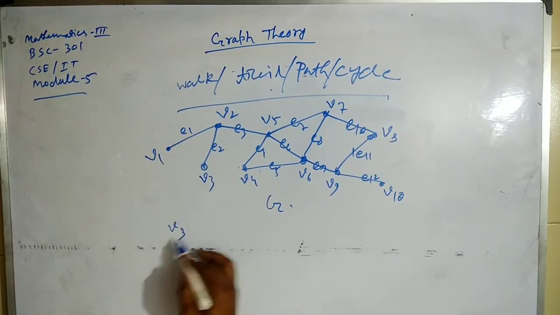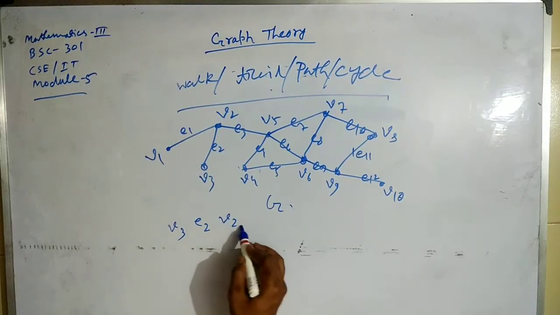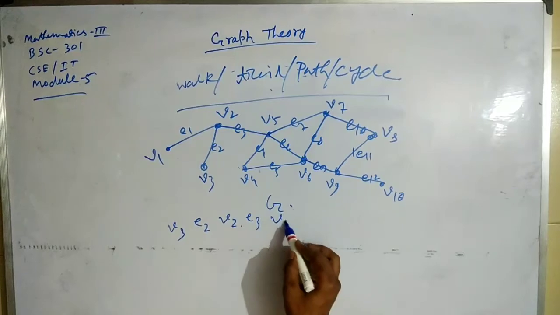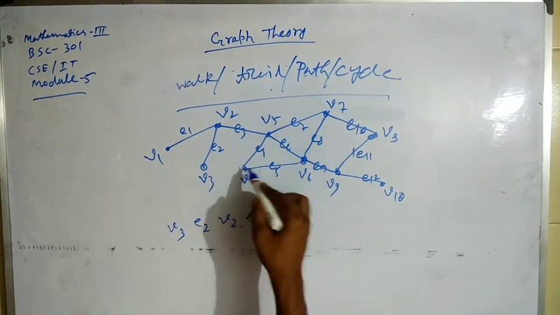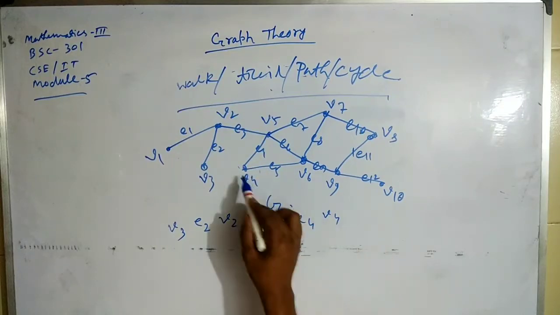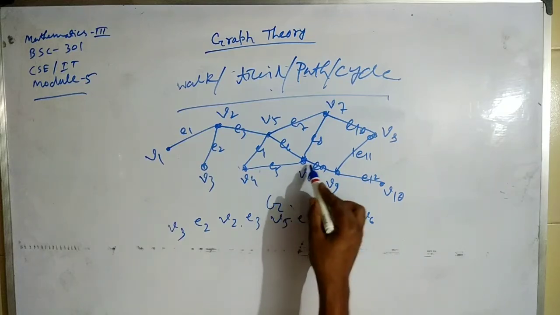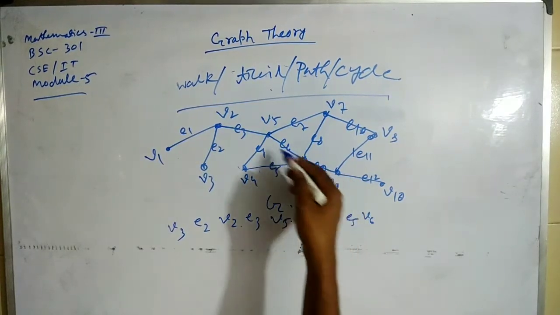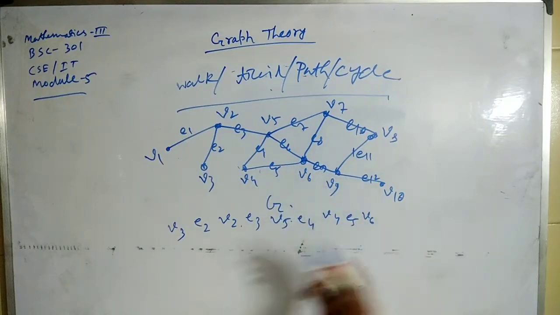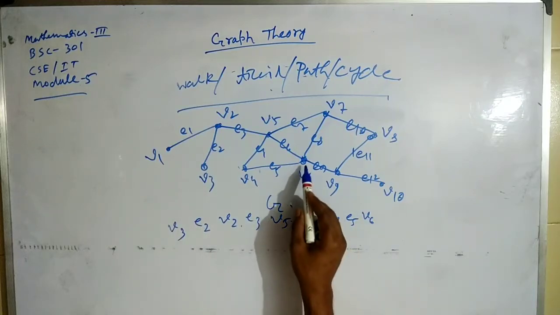So you start from V3, then through E2 you go to V2, then E3, then V5, then E4, then V4, E5, V6. Then you can go through E6, or you can go through E8, or you can go through E9 to V9. We want to go from V3 to V9. Now we reach V6.